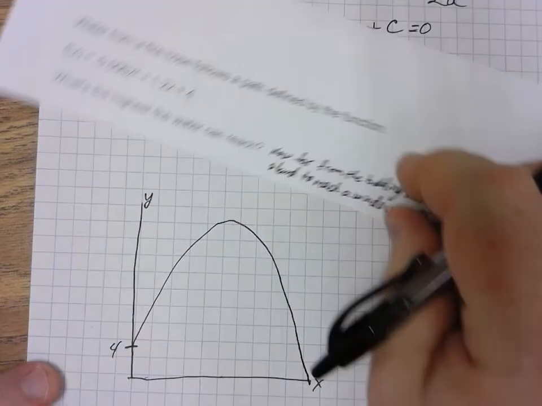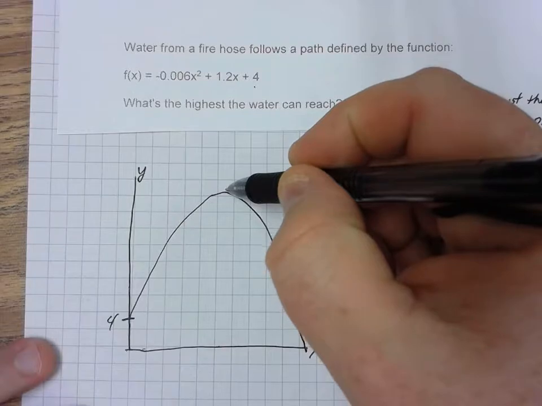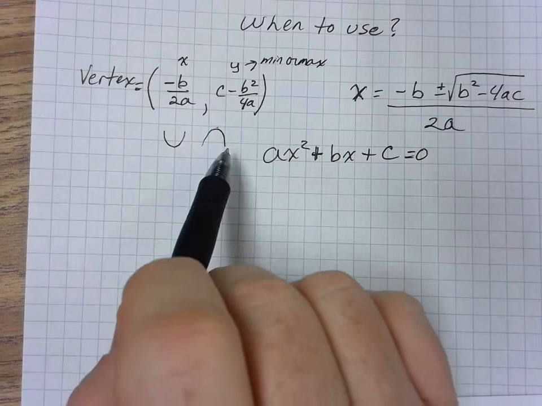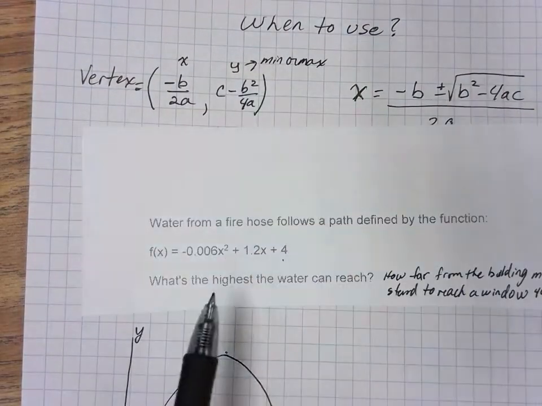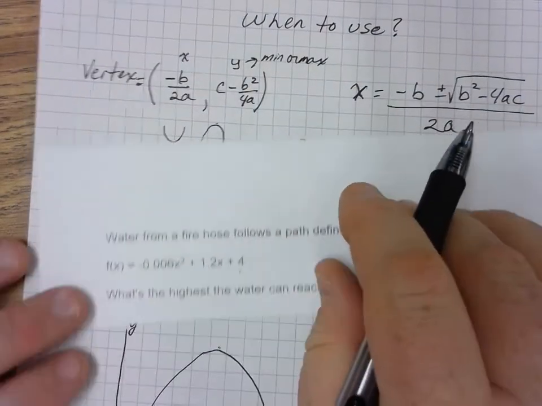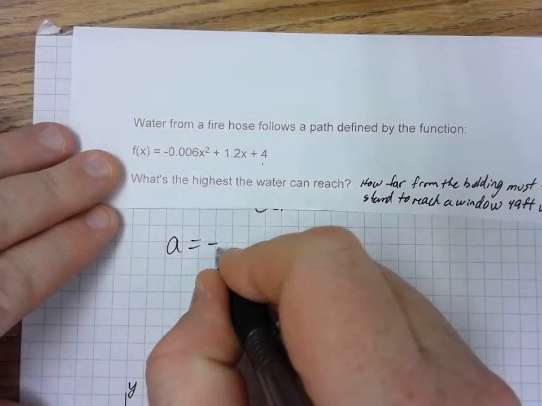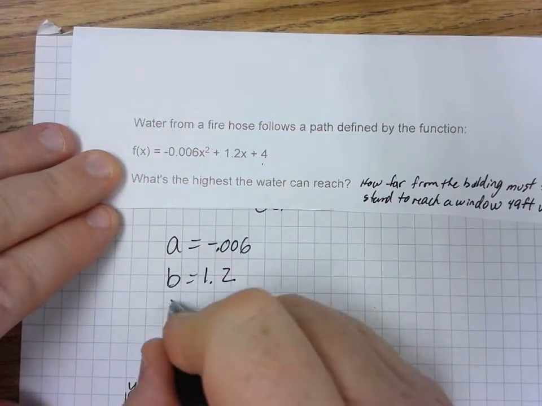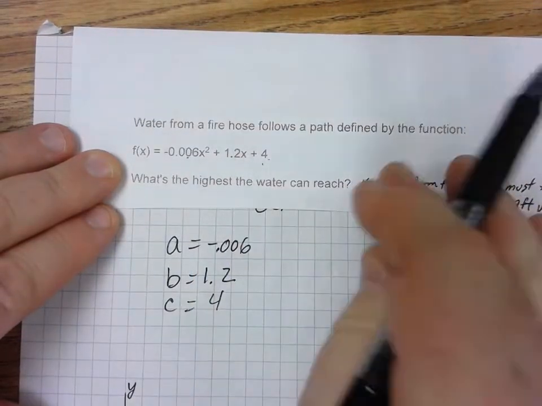So if you look at our first question, what is the highest the water can reach? Well, the highest the water can reach is up here, and that's at the vertex. So what we want to do is use the vertex calculations. And I'm actually going to use this formula right here, because I can identify my A, B, and C values. So the first thing you should do is identify your A, B, and C values. So based on this equation, A equals negative 0.006, B equals 1.2, and C is going to equal 4.